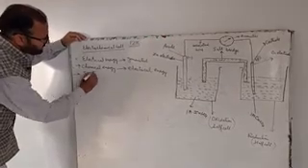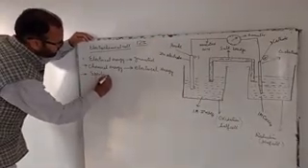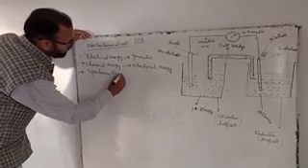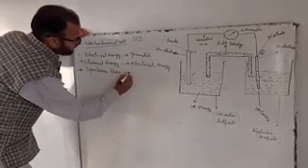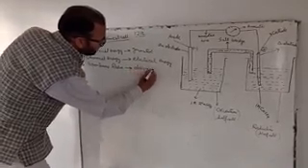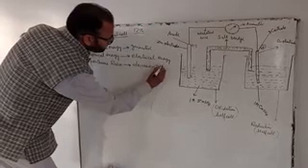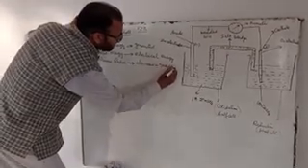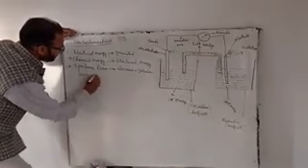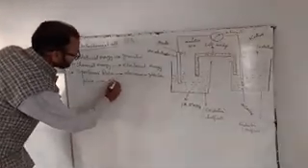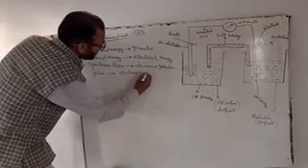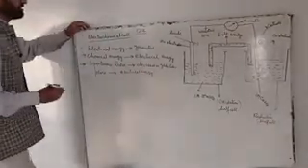In these cells, spontaneous redox reaction takes place and a decrease in the Gibbs energy takes place, which gets converted into the electrical energy. This is the definition of the electrochemical cell.